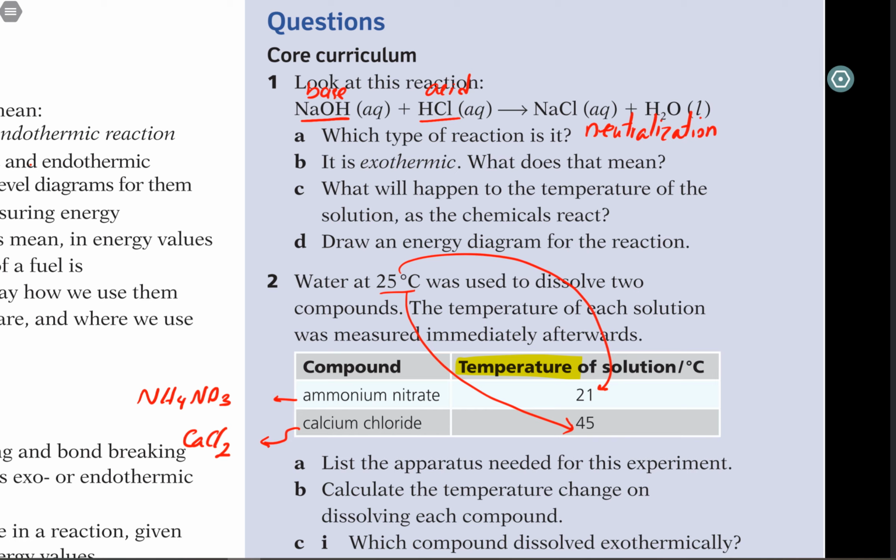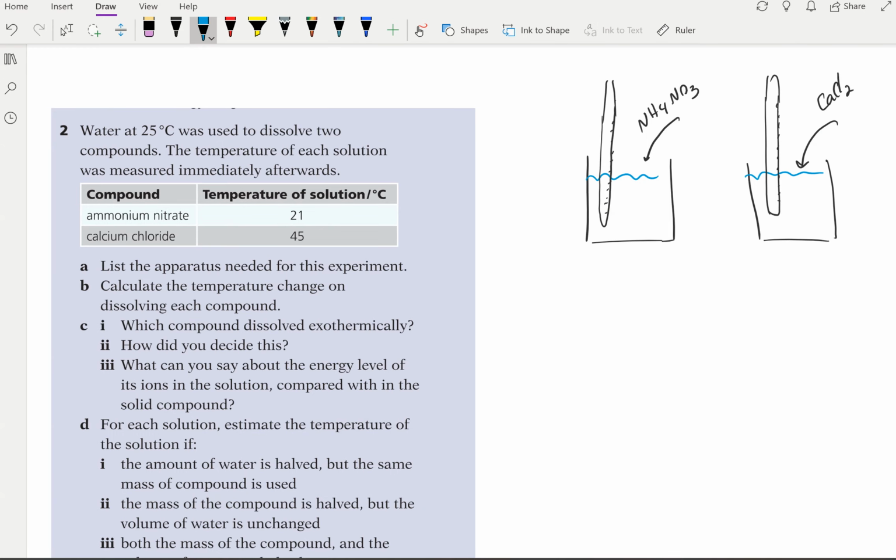Part B says calculate the temperature change on dissolving each compound. When we want to find the temperature change or any change, we can show it by the delta T. T represents temperature, then delta means change. When we want to find the change in any quantity, we take the final value minus the initial value. So the final temperature minus the initial temperature gives us the temperature change.